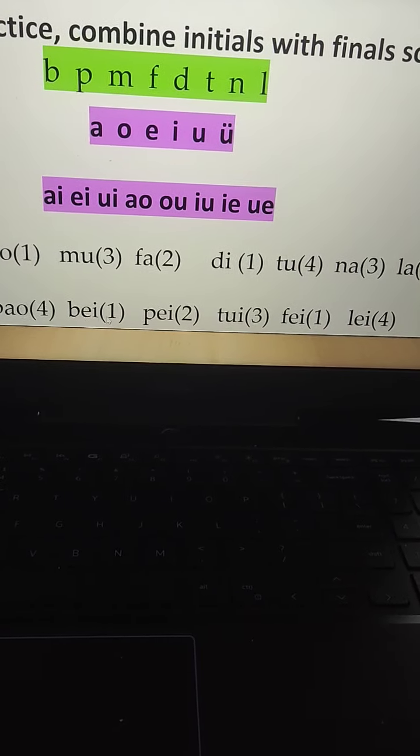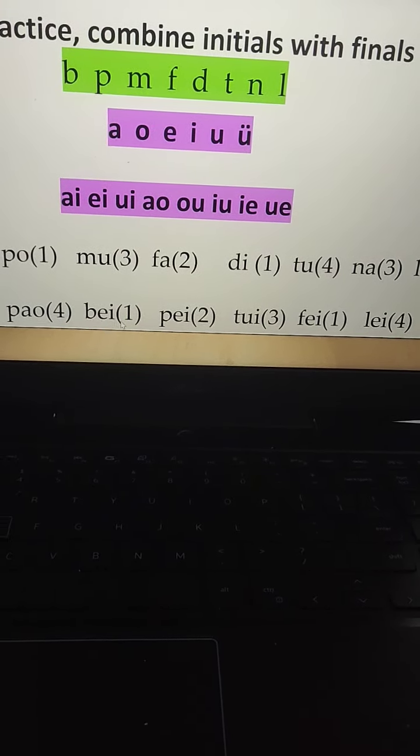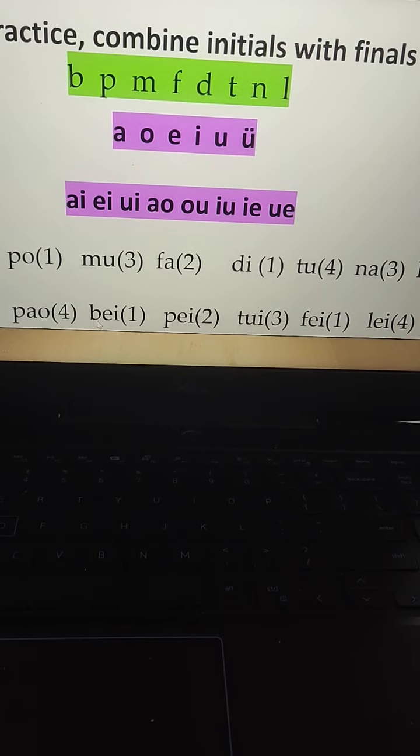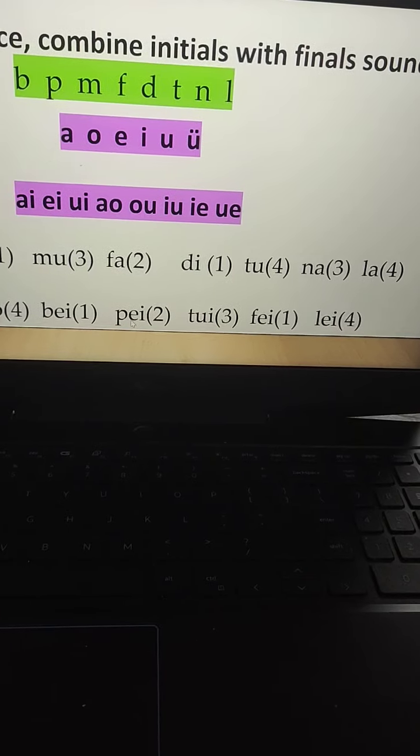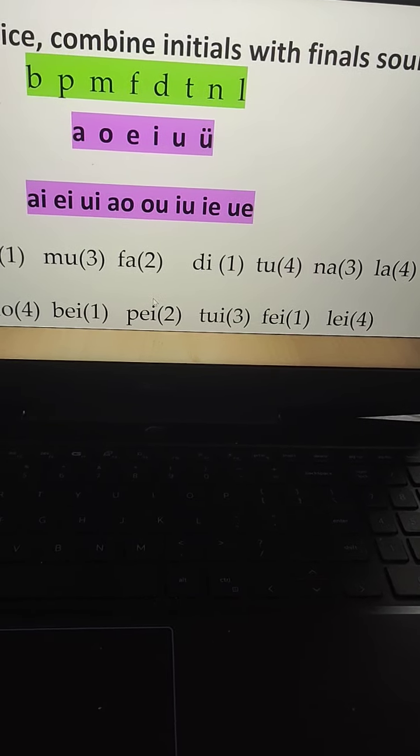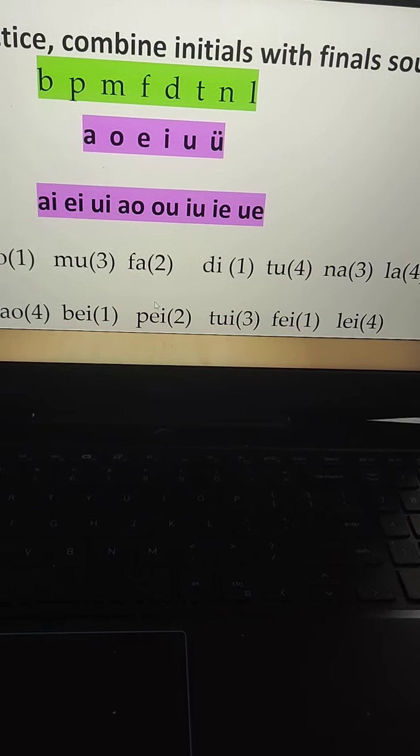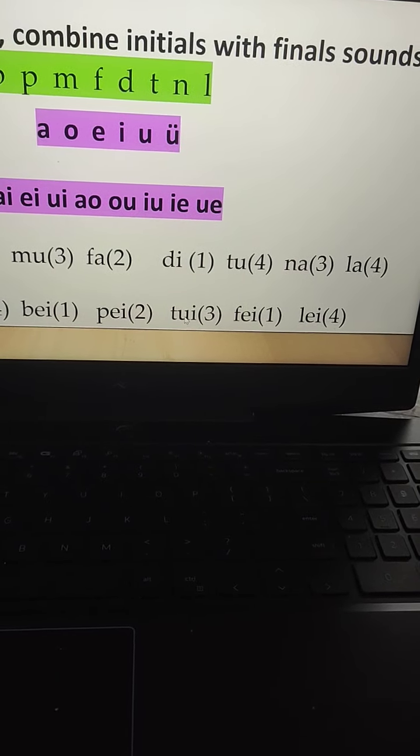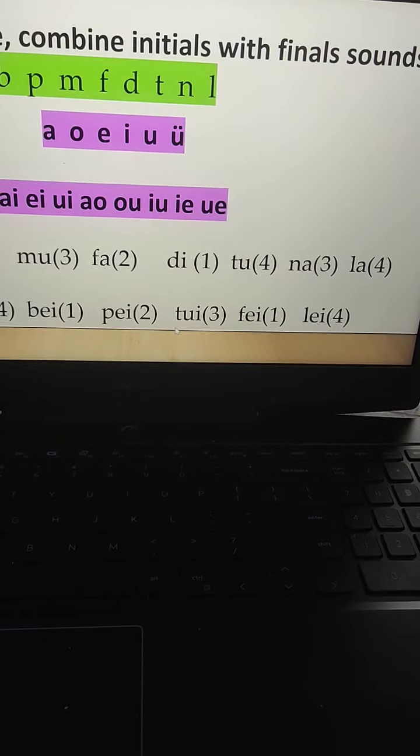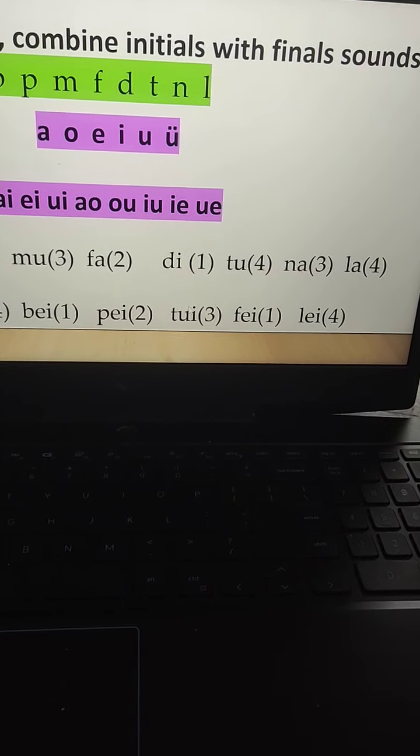Okay. How about this one in first tongue? Bo, a, bei. Bo, a, bei. Okay. How about this one in second tongue? Po, a, pei. Po, a, pei. How about this one in third tongue? Te, wei, tui. Te, wei, tui.